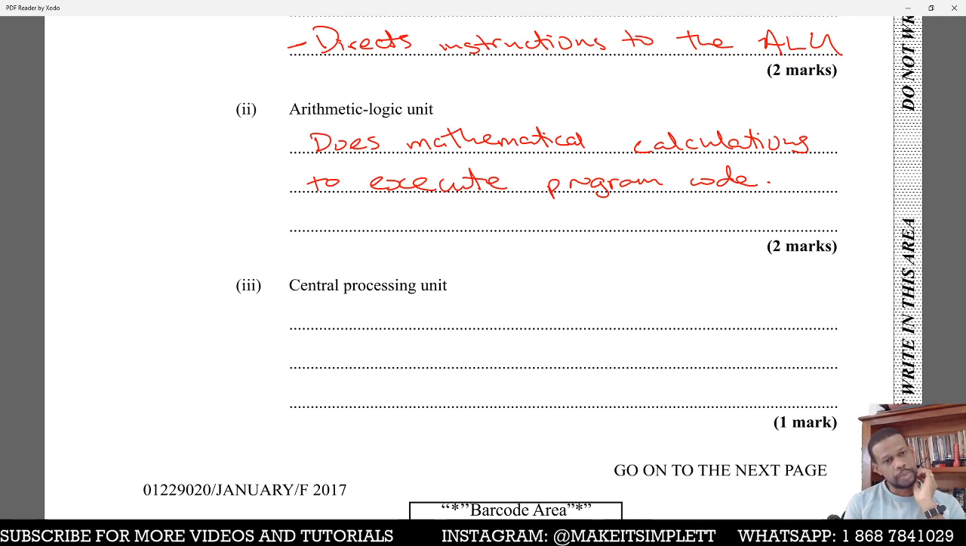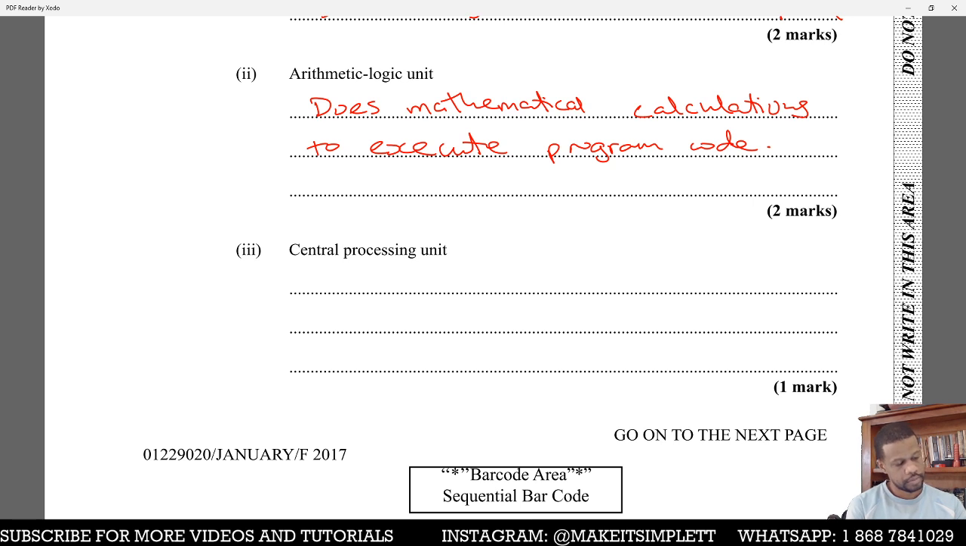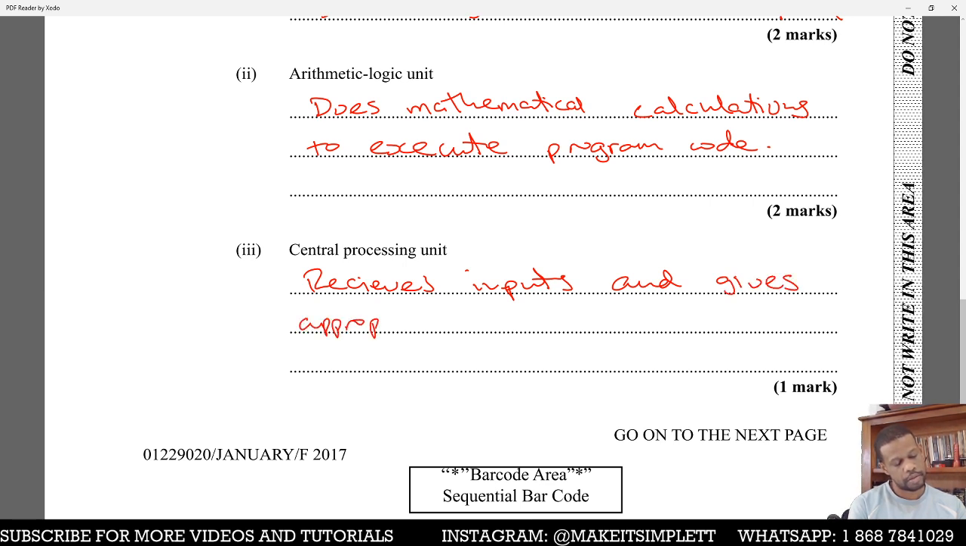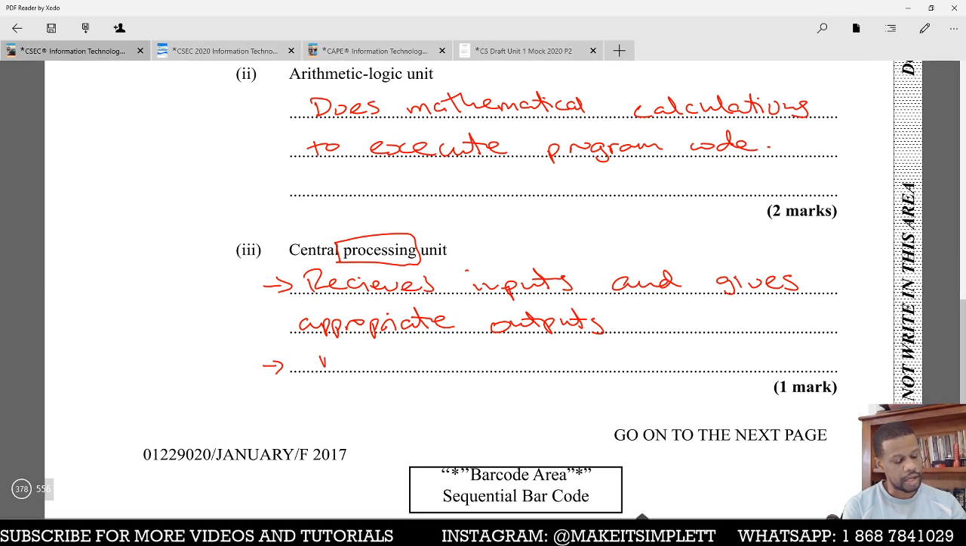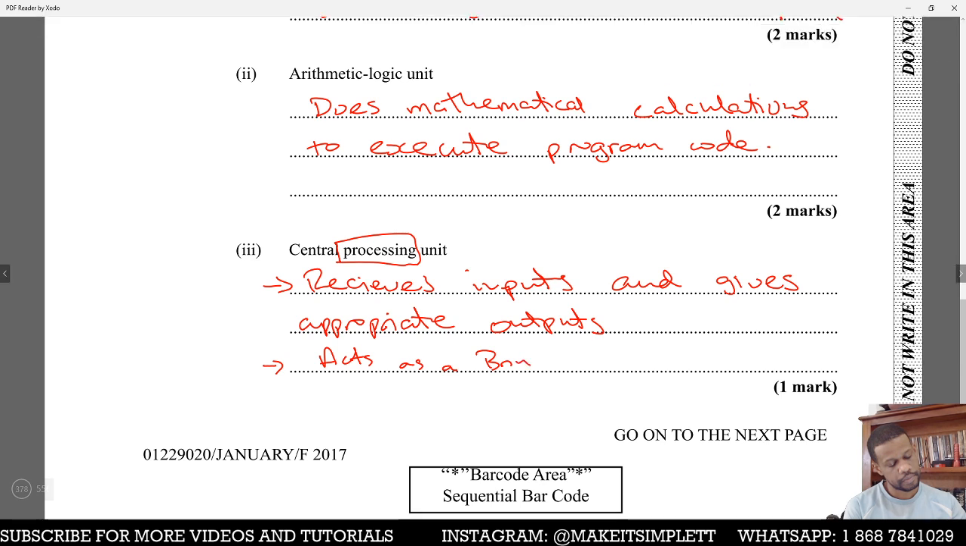All right, we're good. Now we're on to CPU, central processing unit. The central processing unit receives inputs and, basically, that's what the CPU does. You could also say that it is... I don't want to use back the word processing. Bismarck says brain, yeah, you could put something like it acts as a brain.